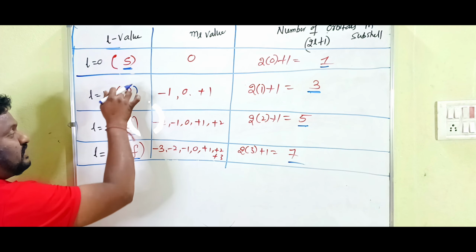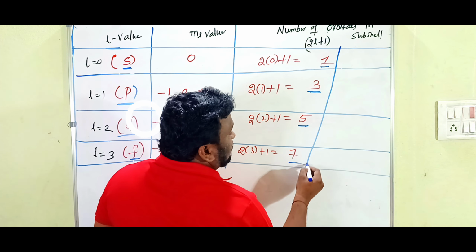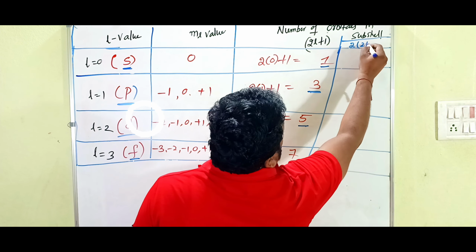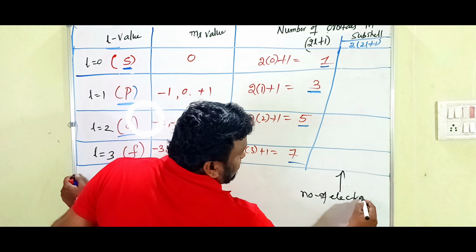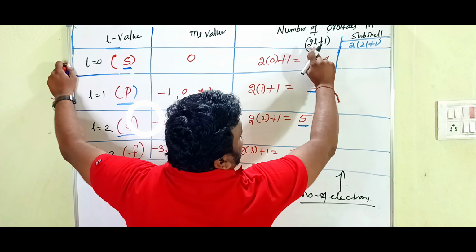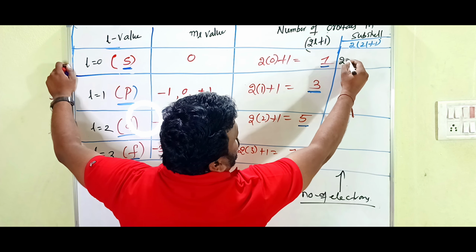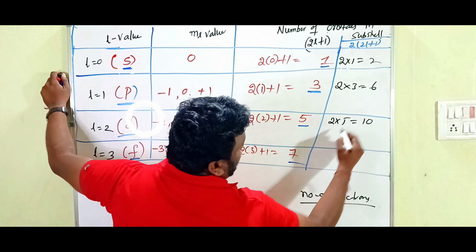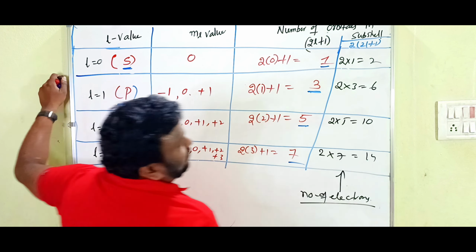So children, if you want to find the number of electrons in a subshell, we simply use the formula 2 into 2l plus 1. That gives the number of electrons in the subshell, in this column. Simply, 2 into the 2l plus 1 value, which is already there. 2 into 1 is 2, 2 into 3 is 6, 2 into 5 is 10, and 2 into 7 is 14.